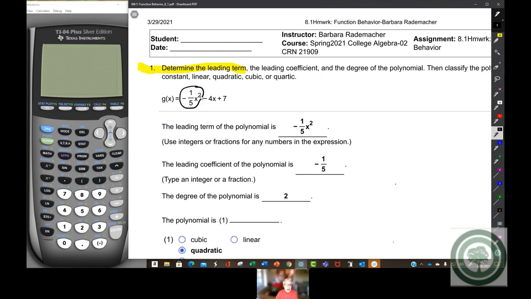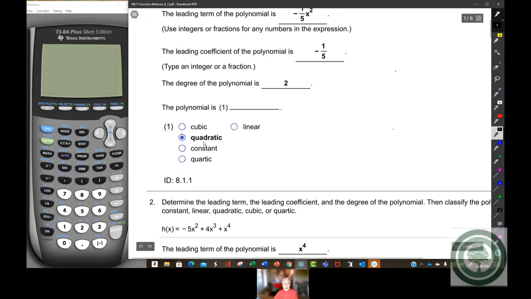The degree of the polynomial is the highest power in the polynomial. So the degree is 2. And the name for a degree 2 polynomial is quadratic. Okay.